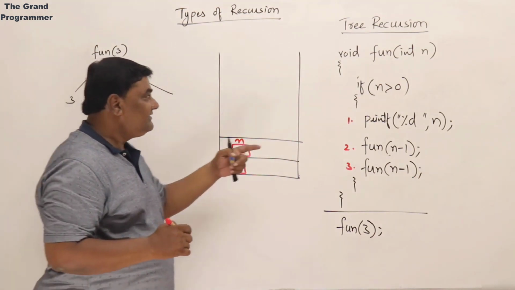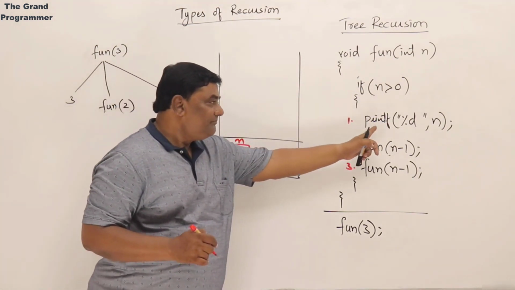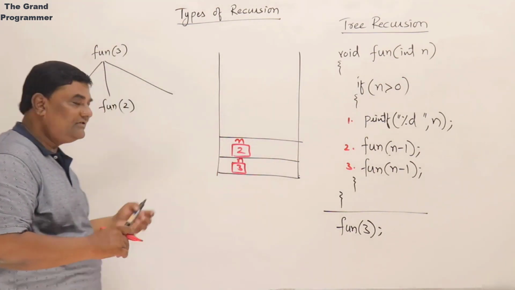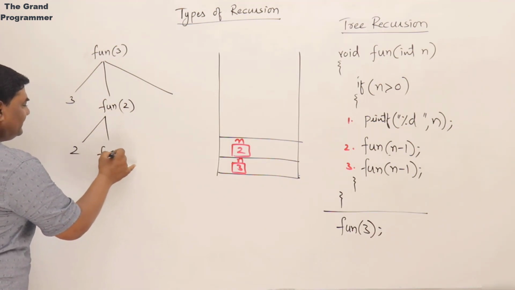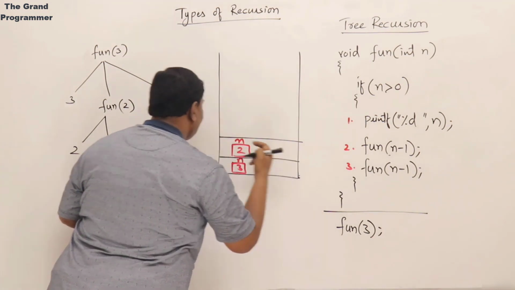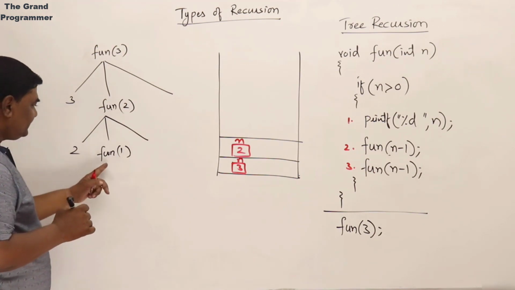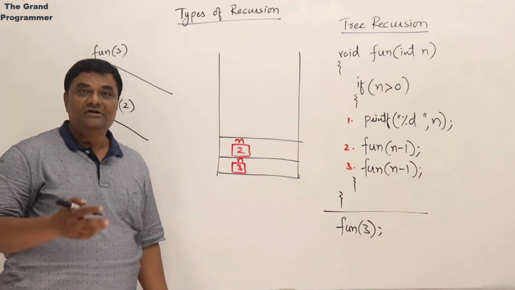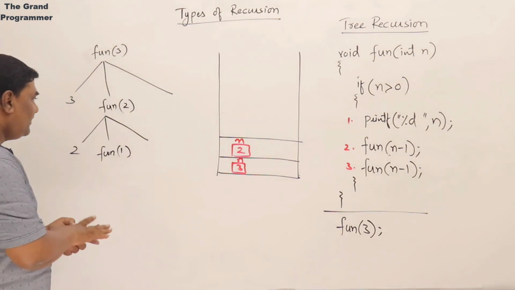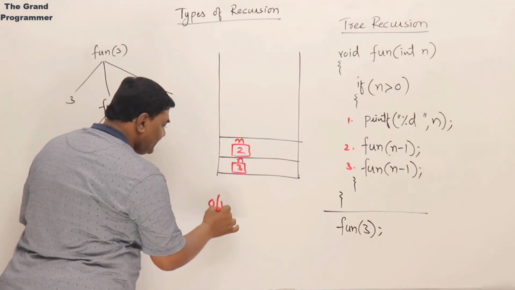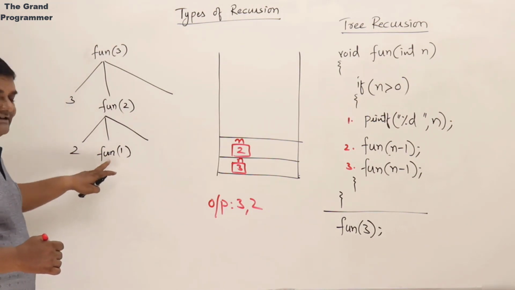Now for this call, let us see what happens. n, that is 2, is greater than 0. Yes, 2 is greater than 0. Print and then make 2 calls. So print 2 and make one call with n-1, that is 2 minus 1, 1. Then the second call it will make after finishing this one. So far we have 2 values printed, so I'll also be writing the output here. The output of the function so far is 3 and 2. Now let us continue with this call.